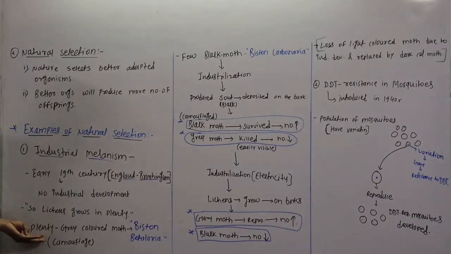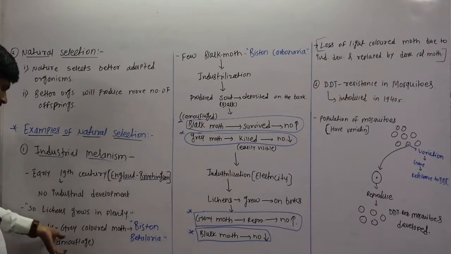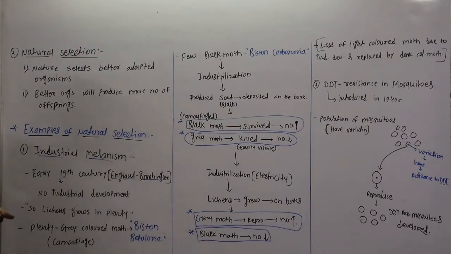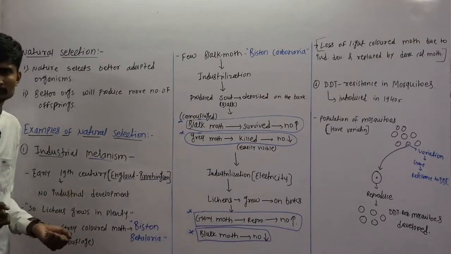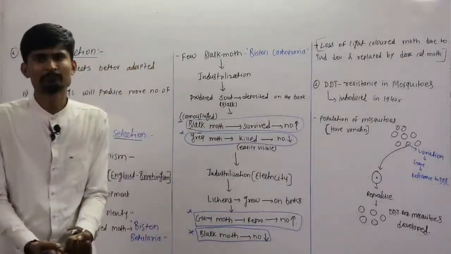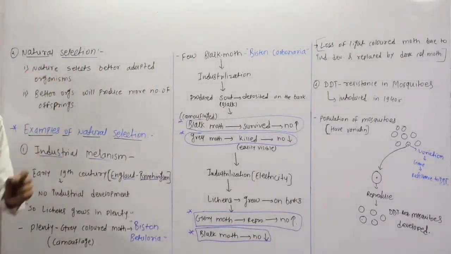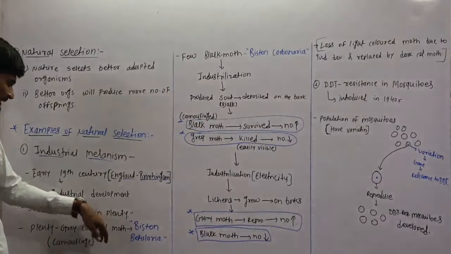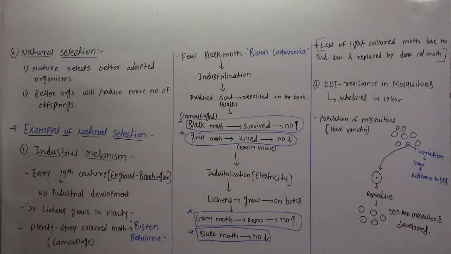So due to this, plenty of grey colored moths were also observed in that particular region, Birmingham in England. Plenty of lichens and plenty of grey colored moths. Why are these plenty? Because they easily get camouflaged. Camouflage means hiding oneself, from the predators. So these are not easily visible due to the lichens, because lichens are in plenty and lichens are brown and grayish in color.